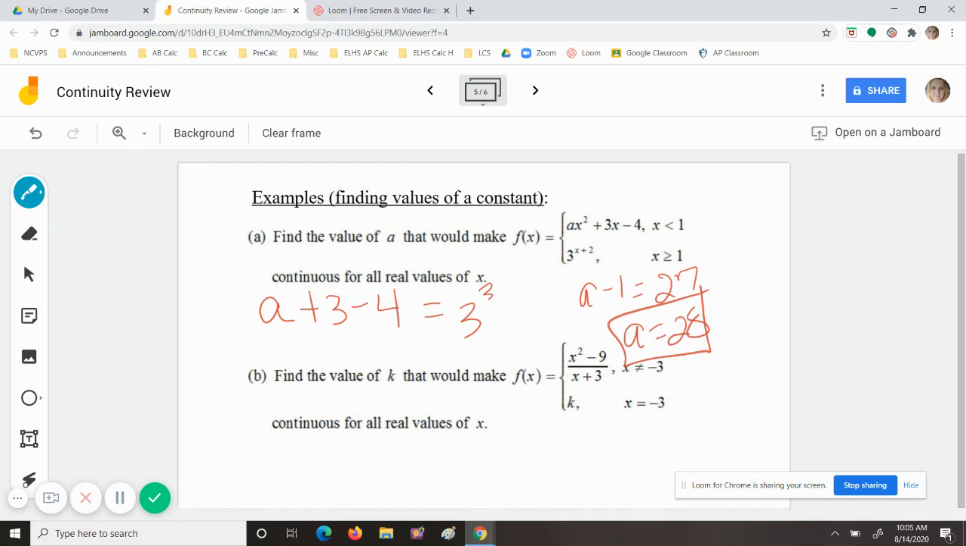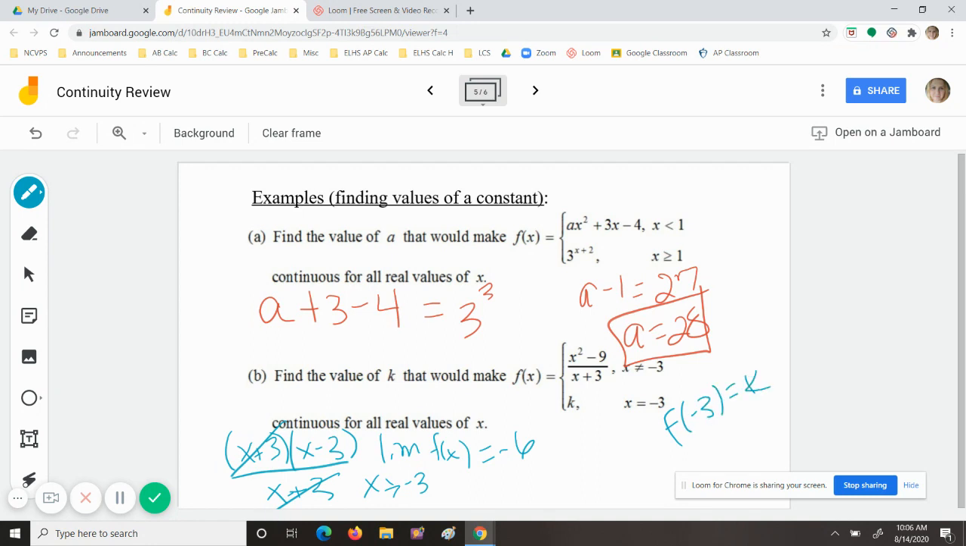So let's think about what we can do. We can't plug in -3 as it is because we get 0 over 0. So let's factor the top. That'd give us x plus 3, x minus 3. Bottom, still x plus 3. Notice that would cancel. So now we know we can plug in -3 to find out that the limit as x approaches -3 would be -3 minus 3, which is -6. Now, we have the limit. We know that f of -3 is k. We want these two to be equal to each other in order for the function to be continuous here. So k has to be -6.